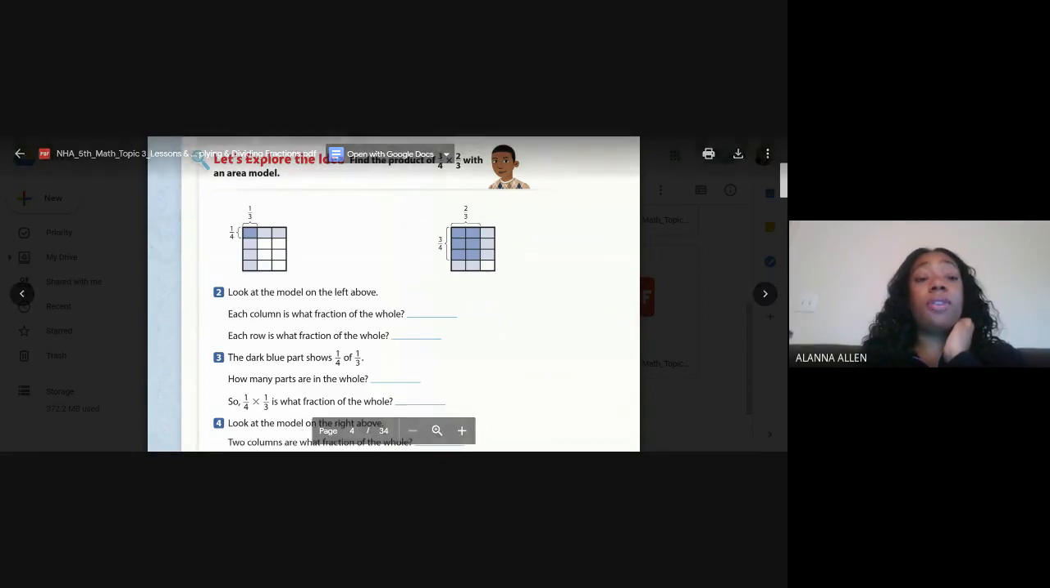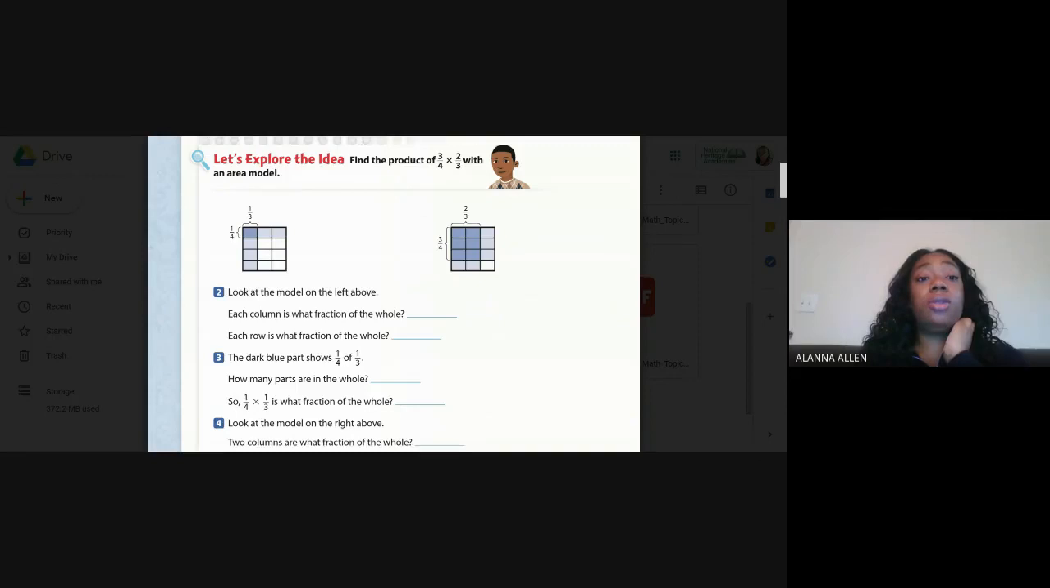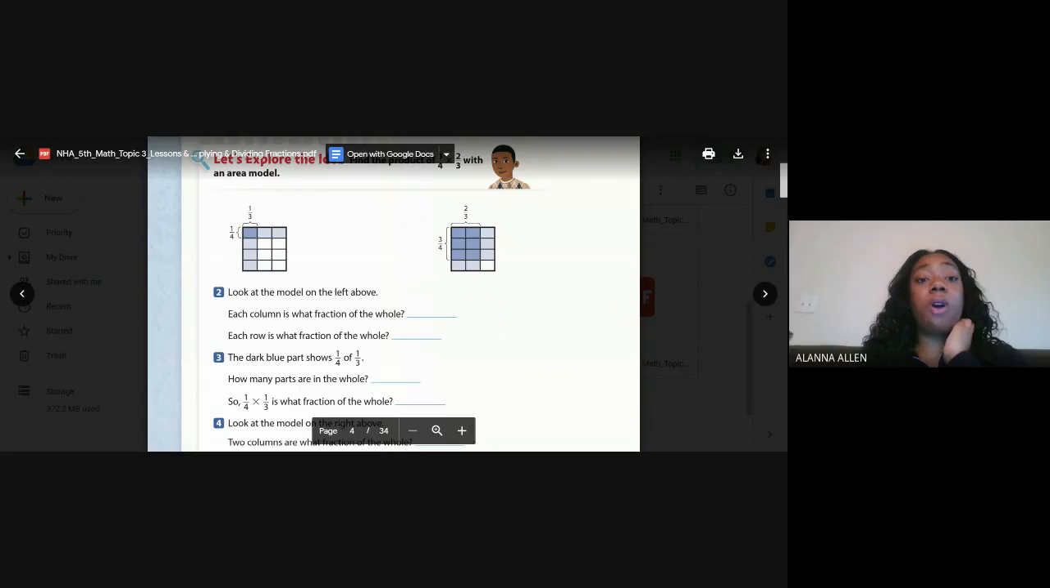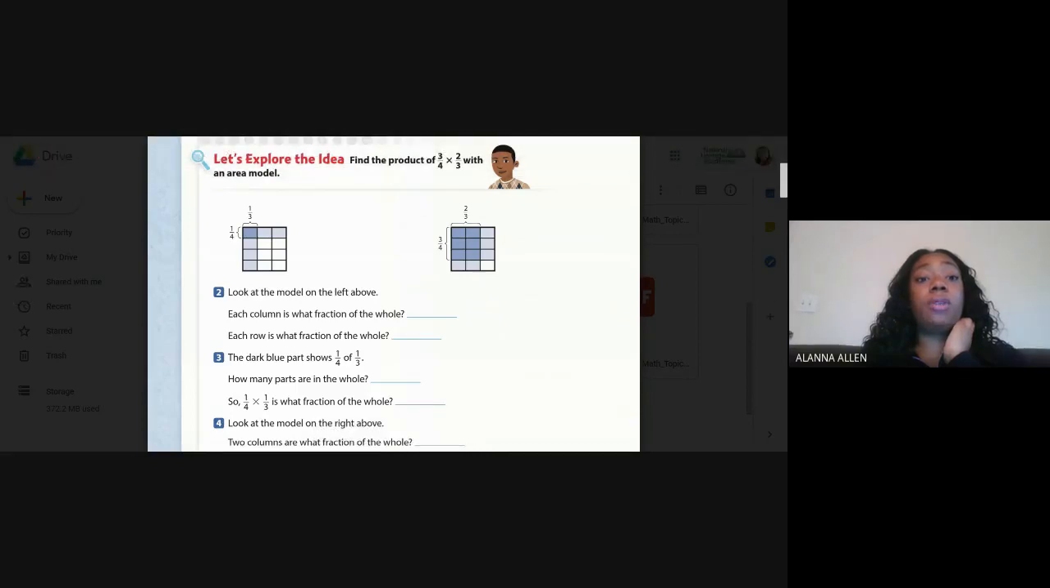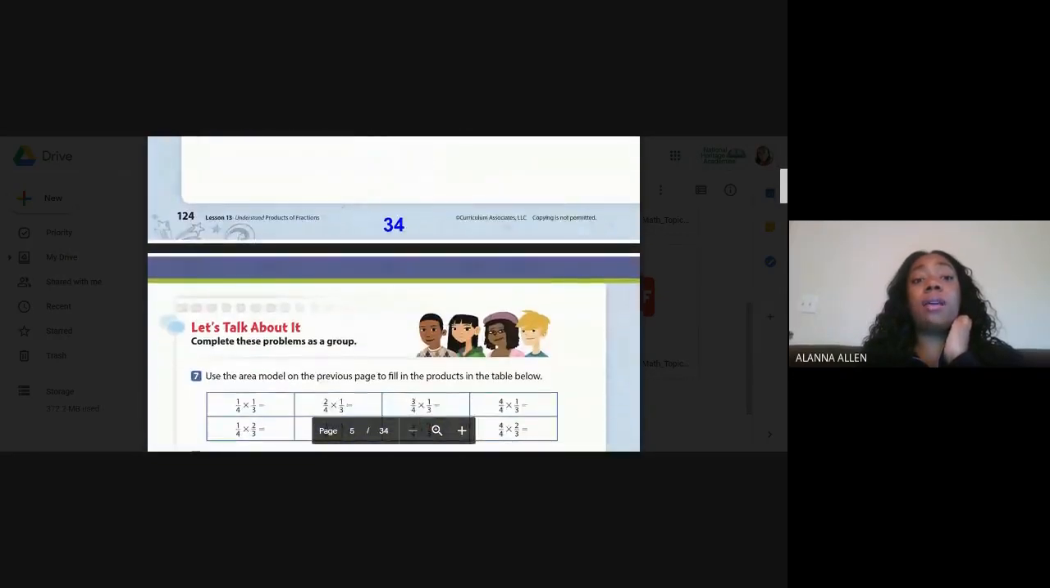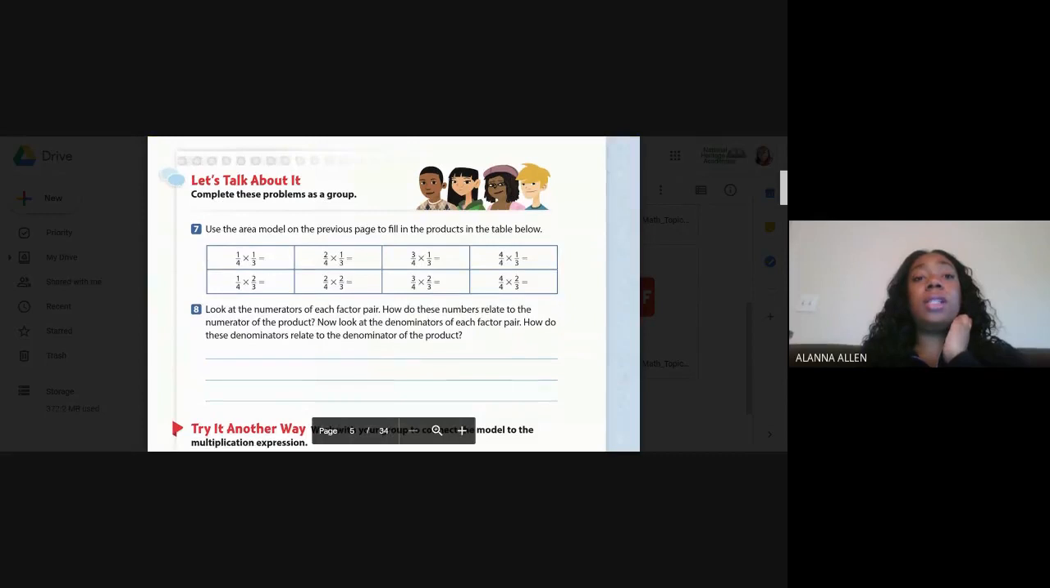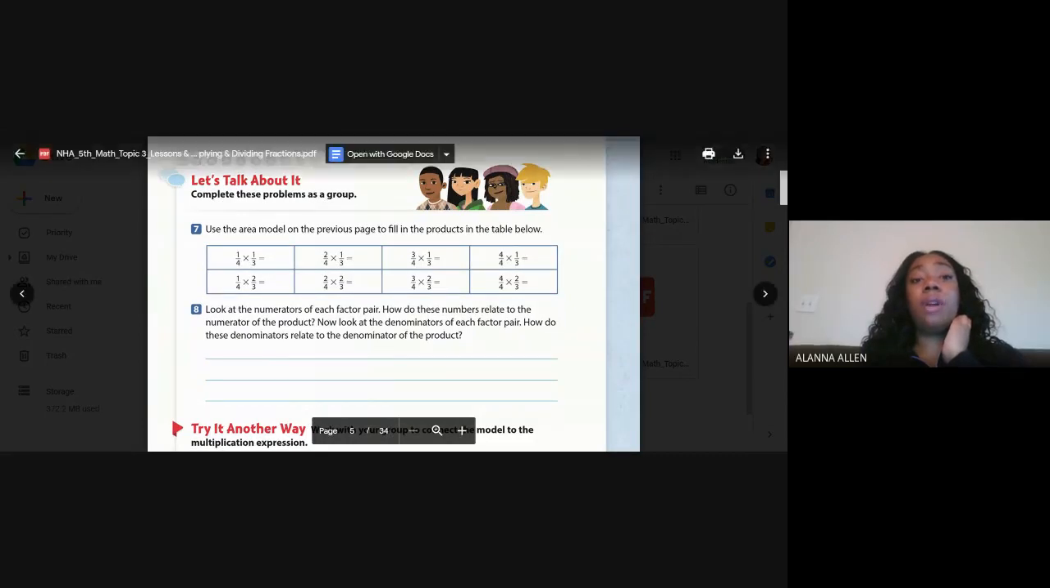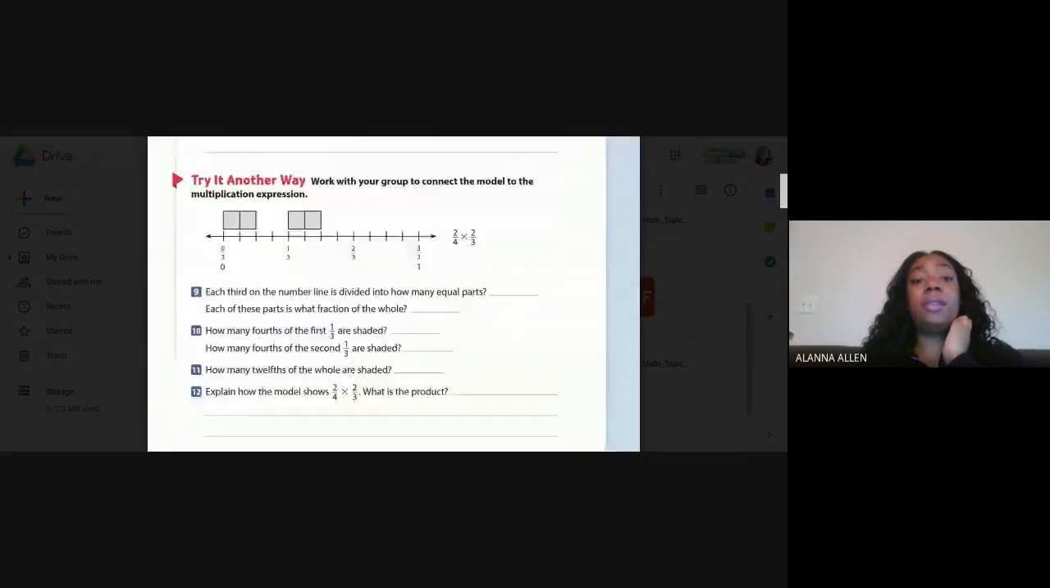So that would be 1/4 because there's 1, 2, 3, 4. Okay? Each row is what fraction of the whole? There's 1, 2, 3 pieces. So 1/3. The dark blue parts show 1/4 of 1/3. How many parts are in the whole? Okay? So again, you're going through and you're multiplying. So this is just an area model where you can multiply across, practice those skills.